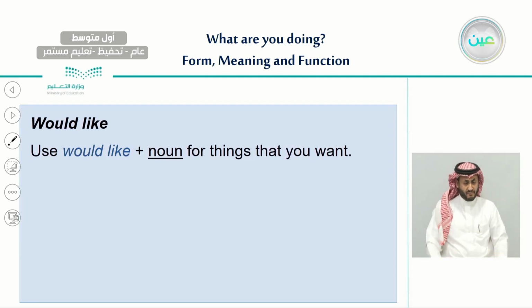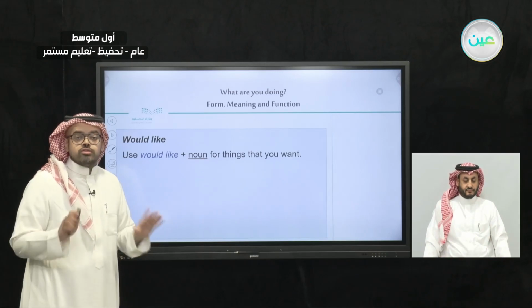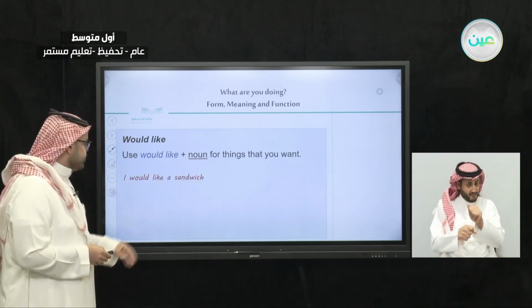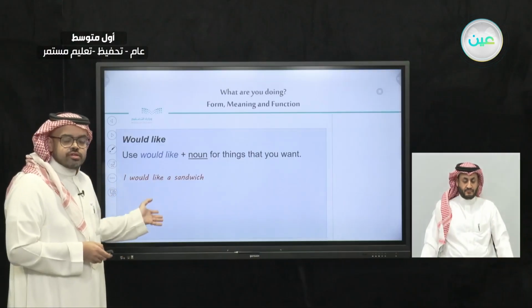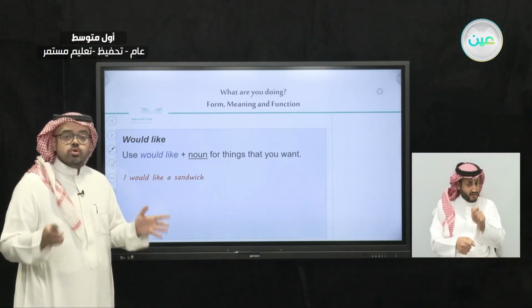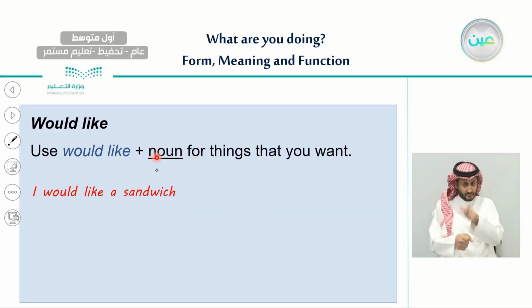So the first one we have is would like. We use would like with a noun for the things that you want. So only would like with a noun. We don't use it with a verb. Let's see examples here. For example, we say, I would like a sandwich. So this is an example of using would like. As you can see here, a sandwich is a noun.